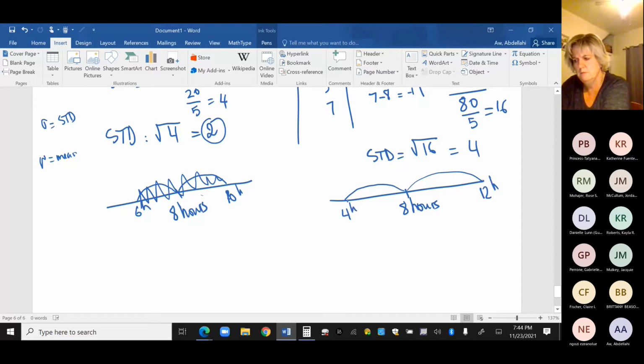So who is more consistent in preparation time? Look now at the intervals. Who is more consistent?